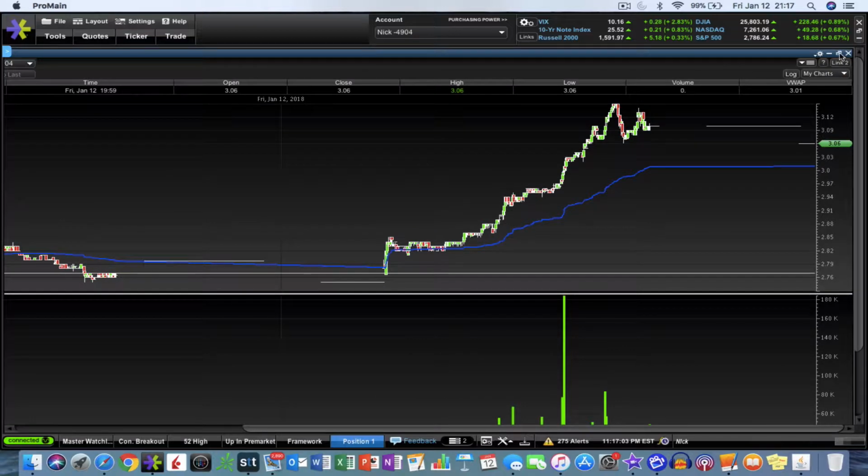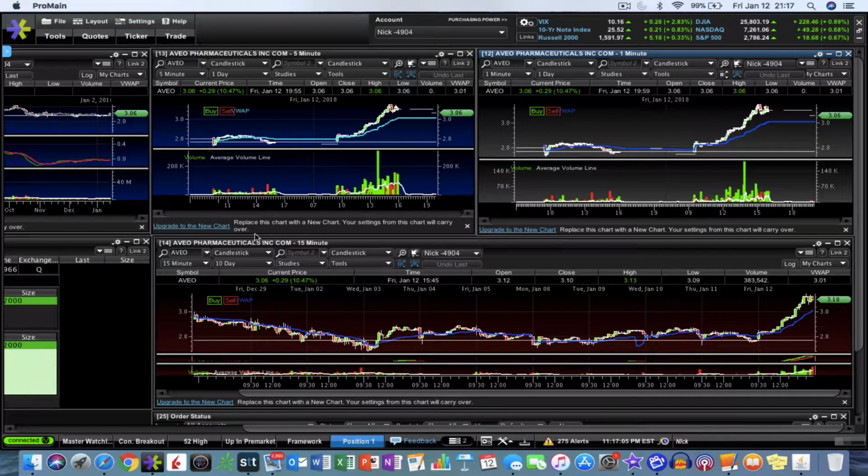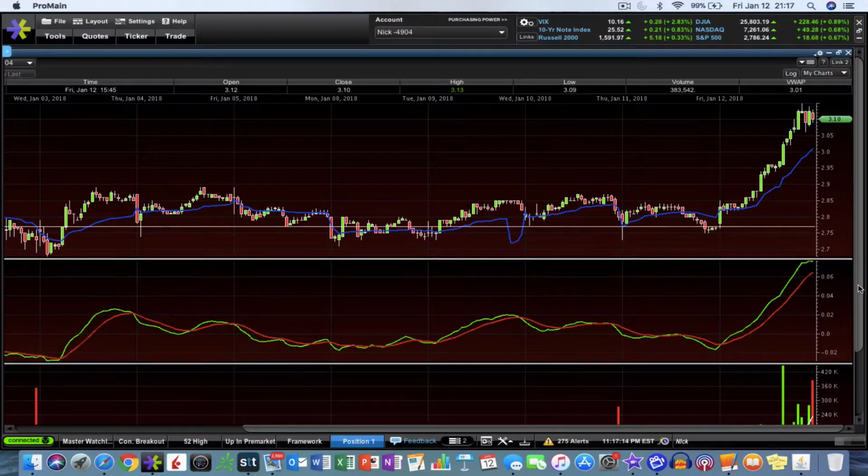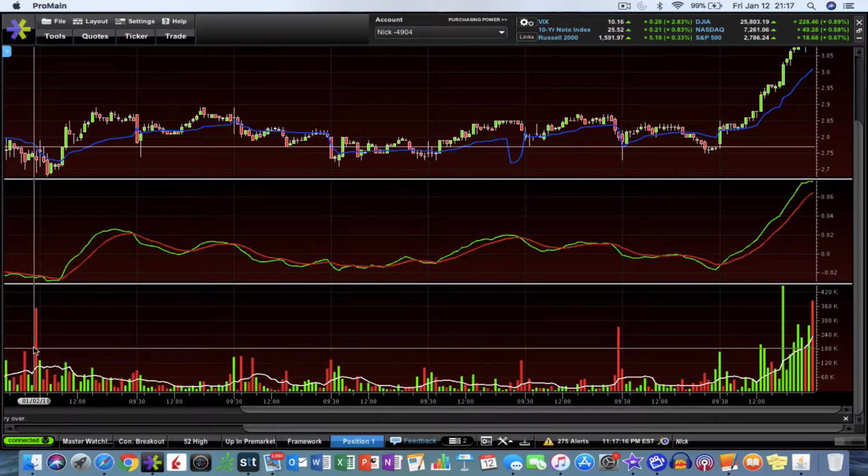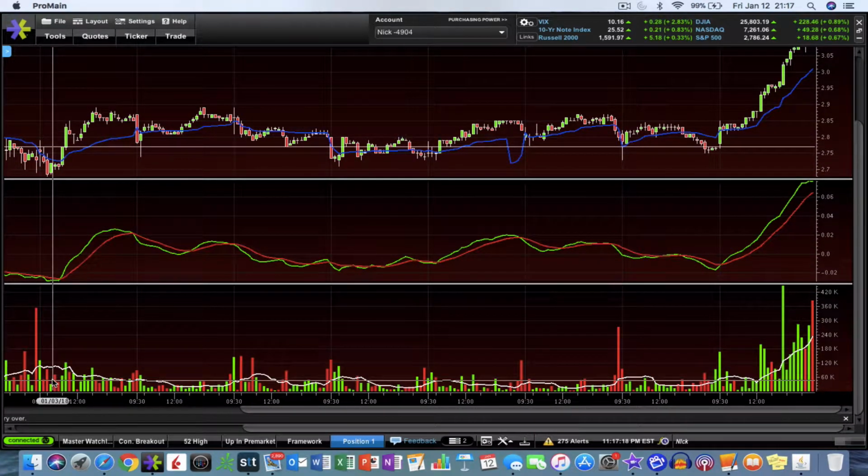So the second one I want to take a look at is the average volume line. You'll see right here I have the average volume line in all my charts. We'll take a look at it at the 15-minute 10-day chart. All right, so this one right here, here's our volume. The red and the green bar is our volume. That white line going across the bottom of it right there, that's your average volume line.